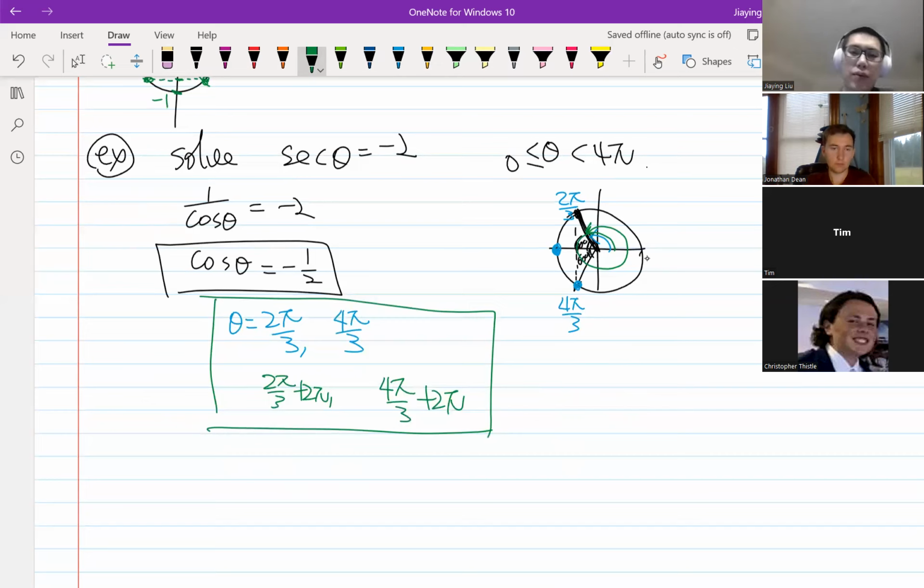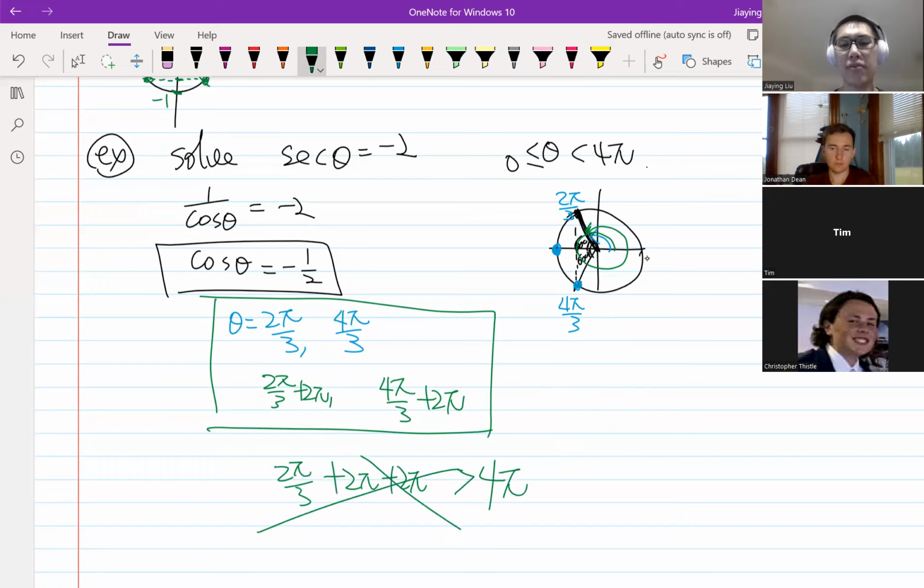Now you probably wonder, why don't we keep adding 2 pi? Well, if we add another 2 pi to 2 pi over 3 plus 2 pi, that's going to be more than 4 pi. It's not going to be in the interval anymore. So we don't take those.